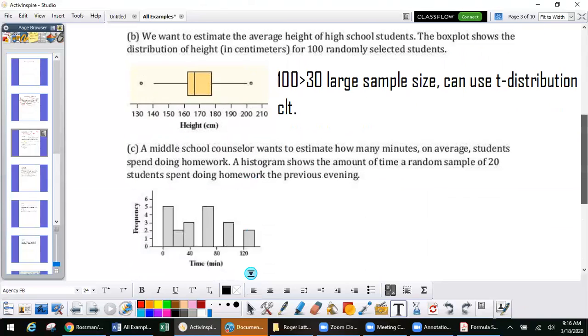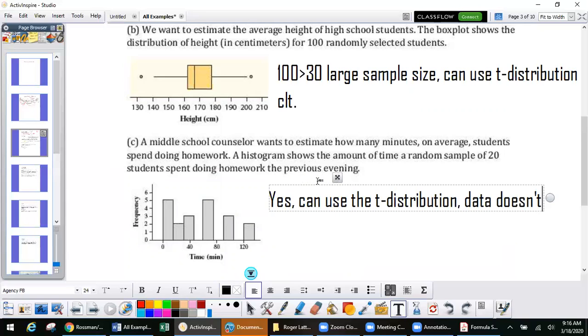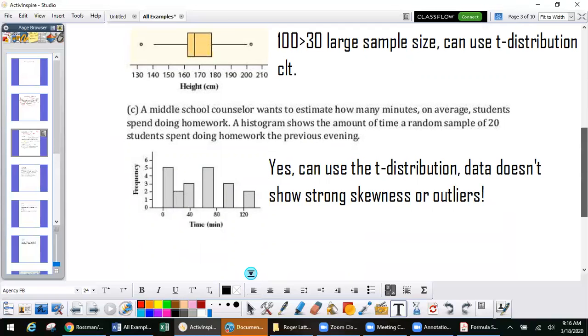All right, and the last one, letter C. A middle school counselor wants to estimate how many minutes on average students spend doing homework. So a histogram shows the amount of time a random sample of 20 students spent doing homework. So let's take a look at this. So first of all, sample size is small. Does it show any deviations from symmetric, right? Doesn't this look symmetric and mound shaped? Yeah, so we'd be totally fine to use it. So yes, we can use a t-distribution. Why? The data doesn't show strong skewness or outliers. So we're good to go. All right. So there's our conditions.